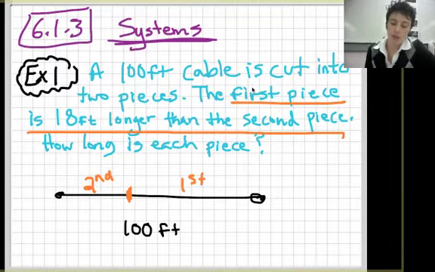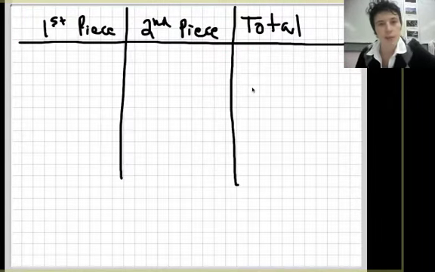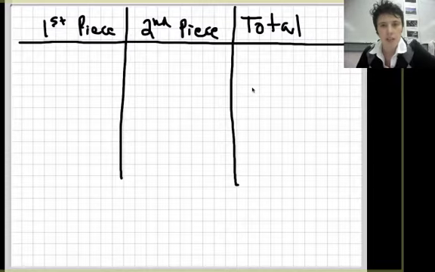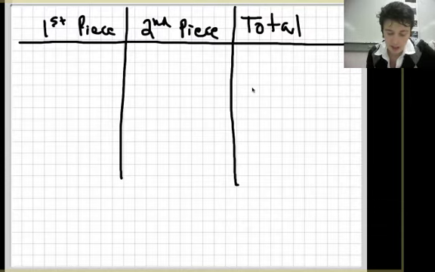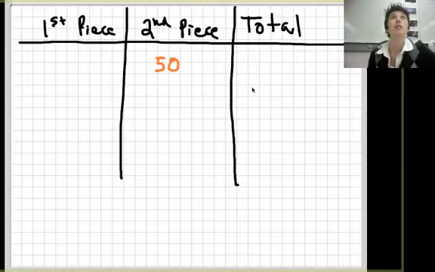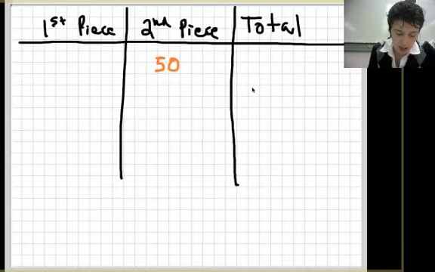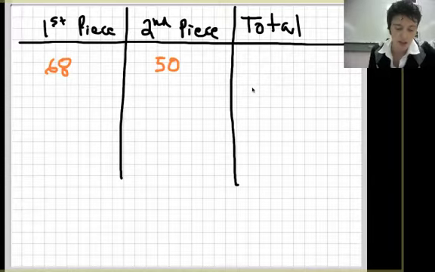Okay, so here's what you should have done. We've got a table. We're going to measure how long is the first piece, how long is the second piece, and what's the grand total. And you know that the first piece is 18 feet longer than the second piece. So if I thought, oh, I think the second piece is 50 feet long, well, that means the first piece must have been 18 feet more, so that would have made it 68. I guess I don't need to write feet, but 68.